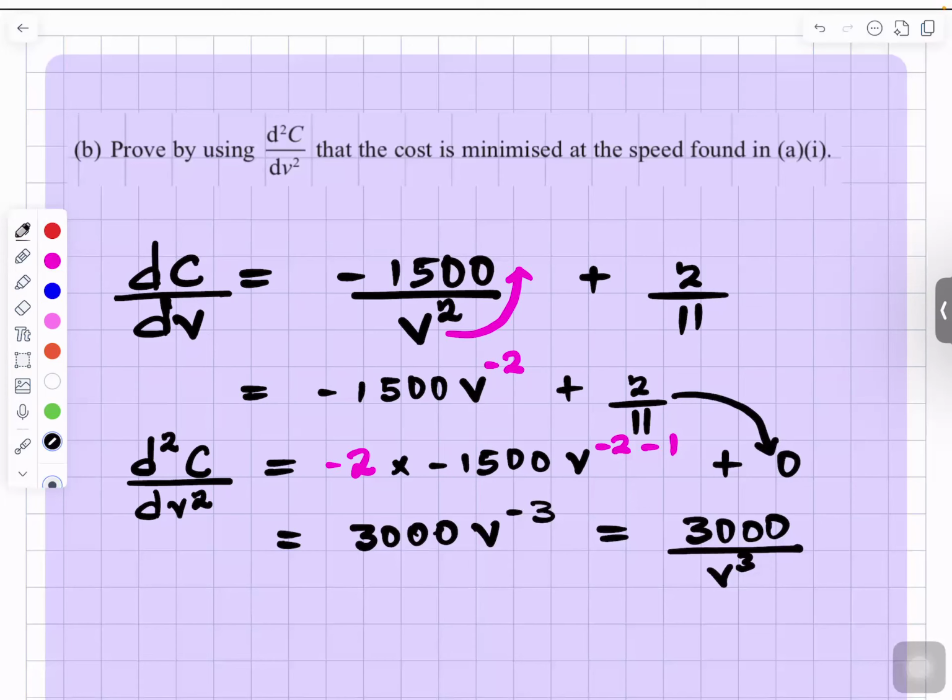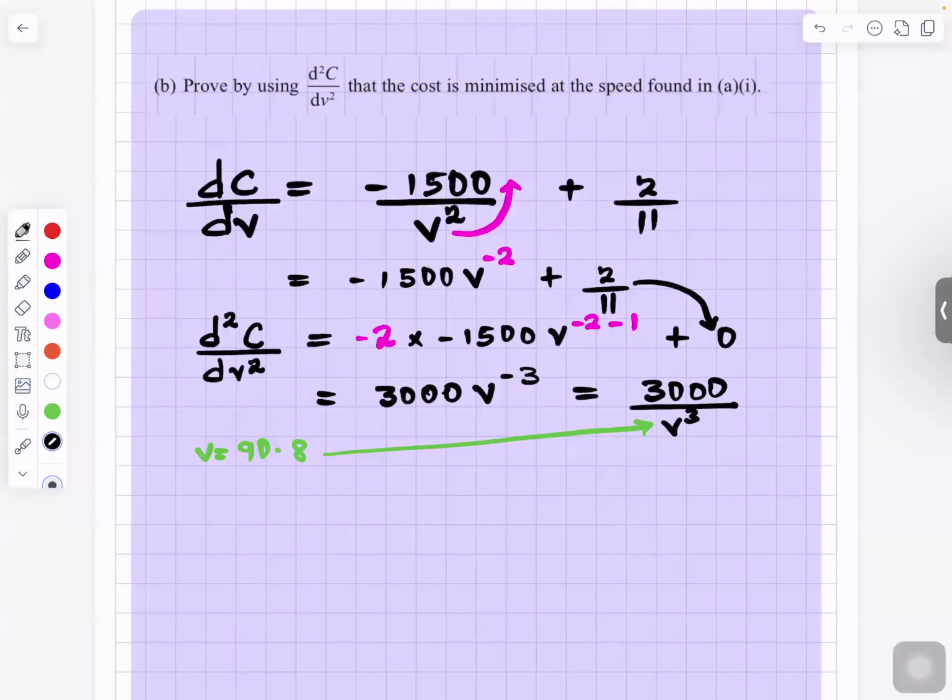Now, if we know V is 90.8, let's sub that in there. So that will give us 3,000 divided by 90.8 cubed, which would give us 0.004. And 0.004 is bigger than 0.